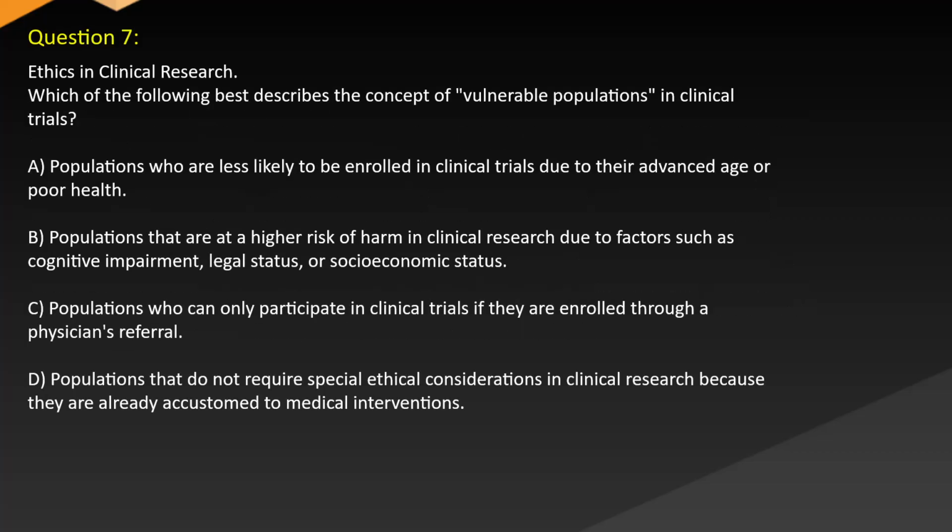Question 7. Ethics in clinical research. Which of the following best describes the concept of vulnerable populations in clinical trials? A. Populations who are less likely to be enrolled in clinical trials due to their advanced age or poor health. B. Populations that are at a higher risk of harm in clinical research due to factors such as cognitive impairment, legal status, or socioeconomic status. C. Populations who can only participate in clinical trials if they are enrolled through a physician's referral. D. Populations that do not require special considerations in clinical research because they are already accustomed to medical interventions.